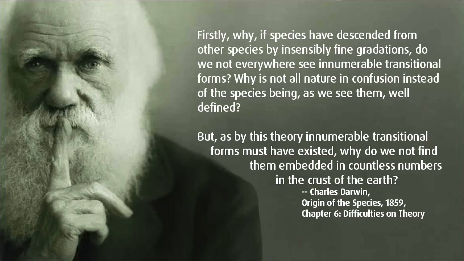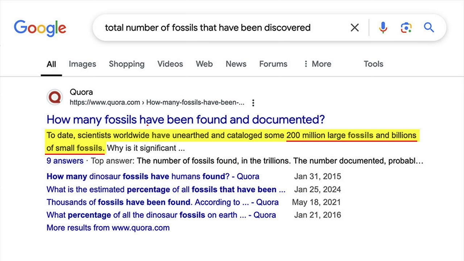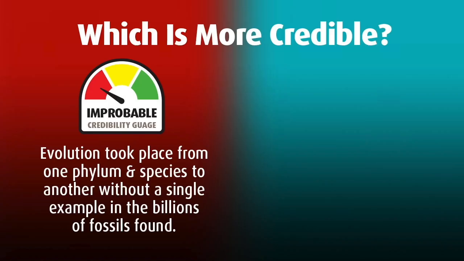Well, we could say, yeah, well, in Darwin's time, there hadn't been enough scientific exploration. There hadn't been enough fossils found. We can't make that excuse now. How many fossils have been found and documented? Again, this is right off Google. To date, scientists worldwide have unearthed and cataloged some 200 million large fossils and billions of small fossils, and yet no transitional forms anywhere. So, which is more credible?